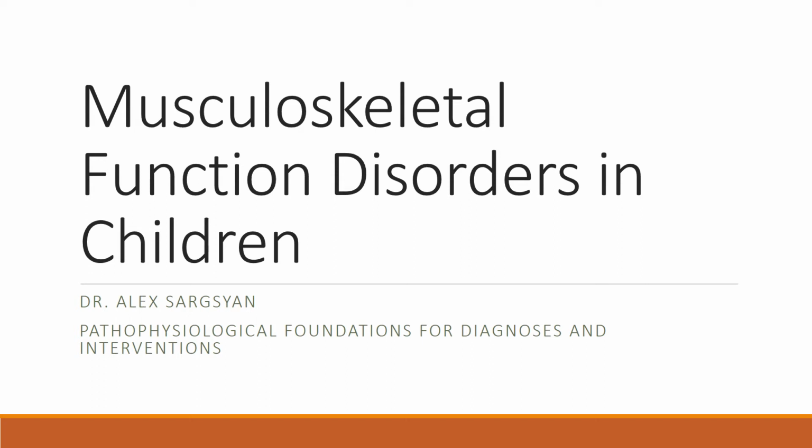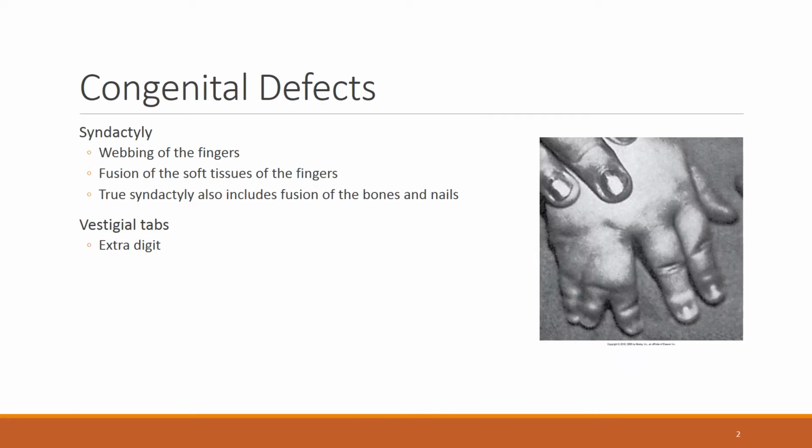We'll talk a little bit about alterations of musculoskeletal functions in children in the following few slides. Congenital defects are relatively common, and one of the most common defects is syndactyly. It's webbing of the fingers, or fusion of the soft tissues of the fingers, and it may also include fusion of the bones and nails. So that's the true syndactyly.